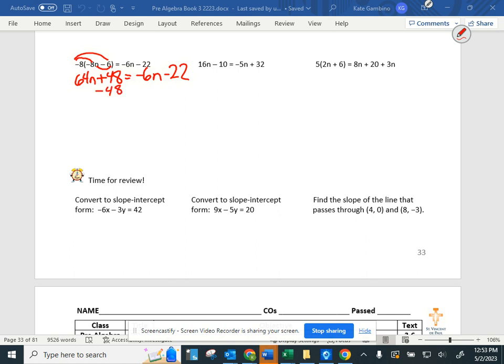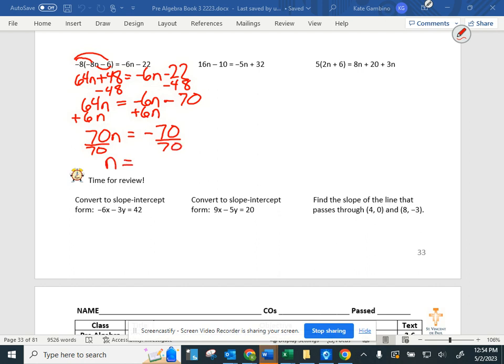So I'm going to move my constant. That gives me 64n equals negative 6n, negative 22 minus 48 gives me a minus 70. So now I need to move my variable. If it's minus 6n, I'm going to add 6n. So that gives me 70n equals negative 70. Opposite operations to get my n by itself. N equals negative 70 divided by 70 is a negative 1.